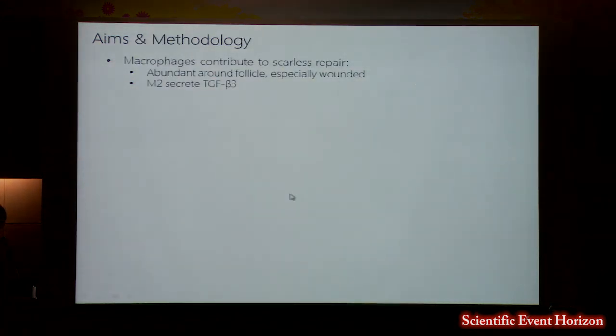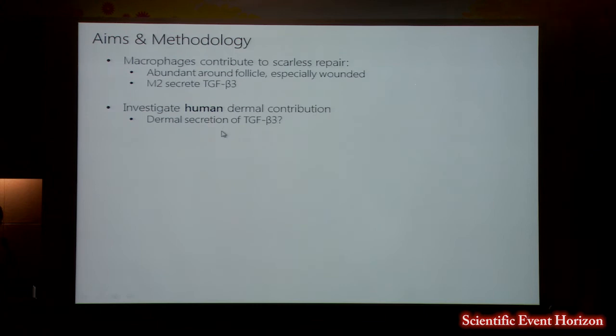So the aim of my project was to look at how macrophages contribute to scarless wound repair. We know they're abundant around the follicle, especially when wounded, and we think that they achieve this by the M2 macrophages secreting TGF-beta3. So what I'm presenting to you today is data looking at the human dermal cell contribution to wound healing. We want to see if the dermal cells secrete TGF-beta3 in response to macrophage stimulation, to see if there's a sort of synergistic effect between the two cell populations.